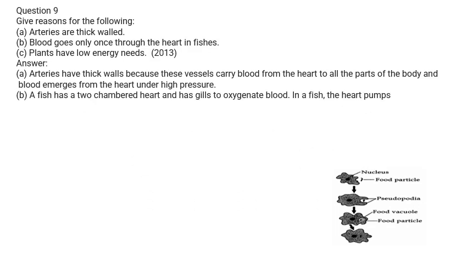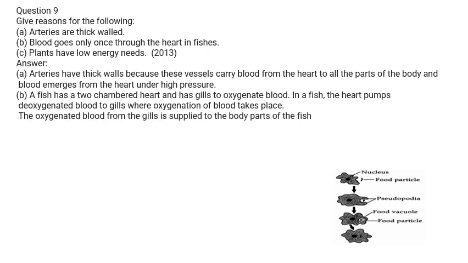So here is our question. Give reasons for the following. The first question, arteries are thick-walled. Second, blood goes only once through the heart in fishes. And the third question is, plants have low energy needs. The answer for the first question: arteries have thick walls because these vessels carry blood from the heart to all the parts of the body, and blood emerges from the heart under high pressure.